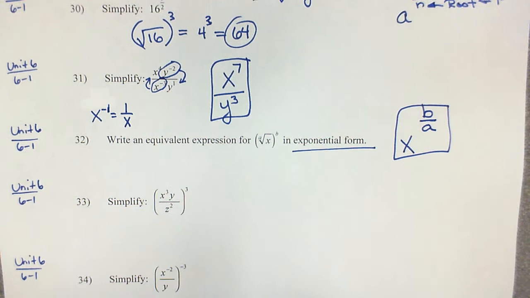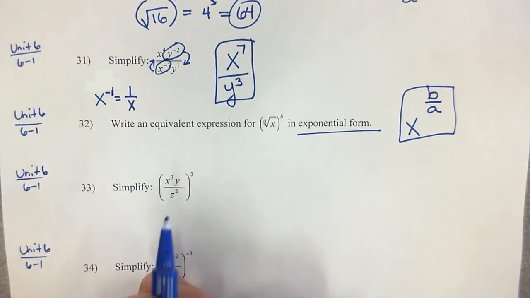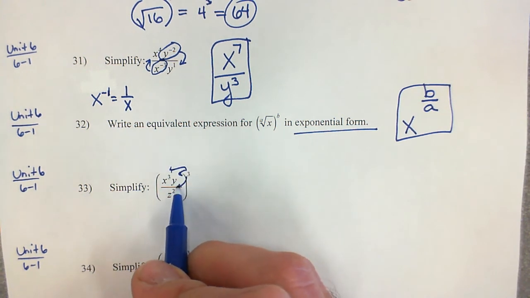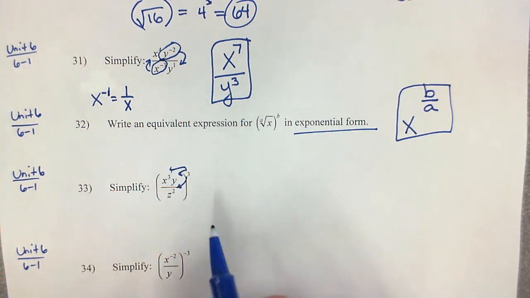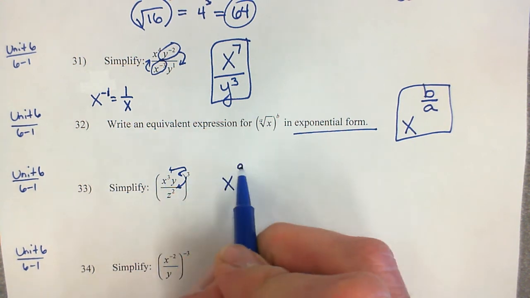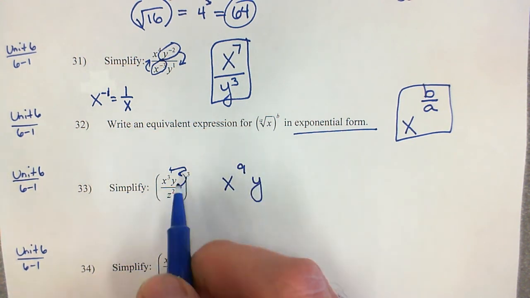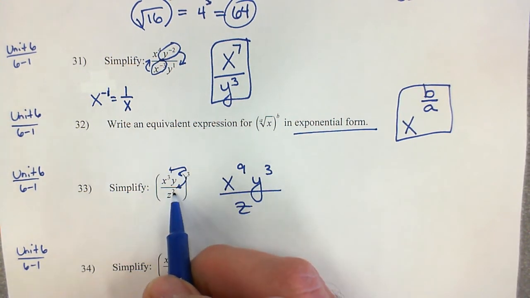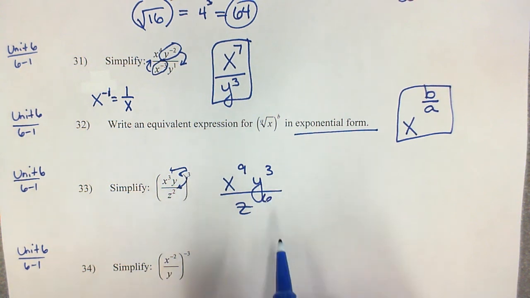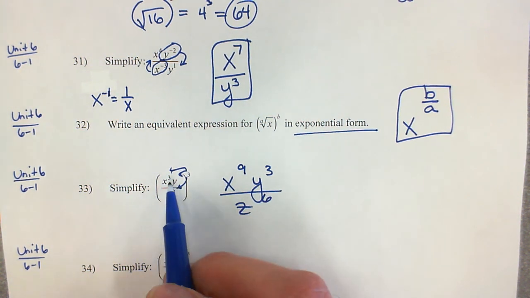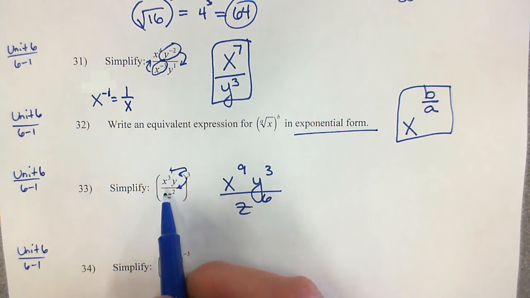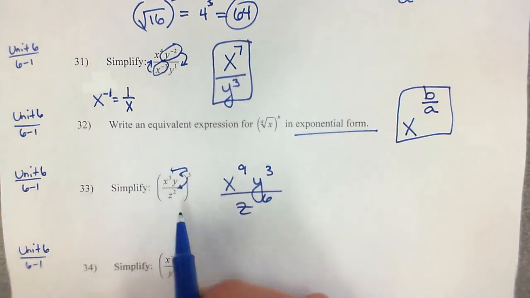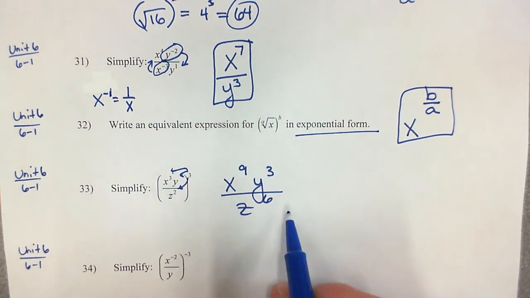Okay? On question number 33, here you've got an exponent on the outside. This has to go to all 3 of these. So a power to a power, you multiply. So this is x to the 9th. Y, this is 1 times 3 is 3, over z, you have 3 times 2, which is 6. Okay? And again, the other way of thinking about it is you have 3 sets of x to the third, so that's 3, 6, 9. You have 3 sets of 1 y, so that's 1, 2, 3. And here you got 3 sets of 2, 2, 4, 6.